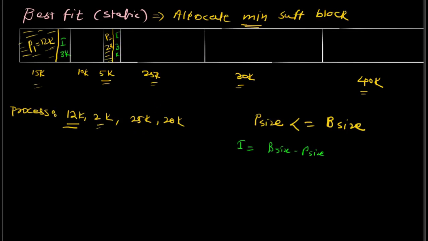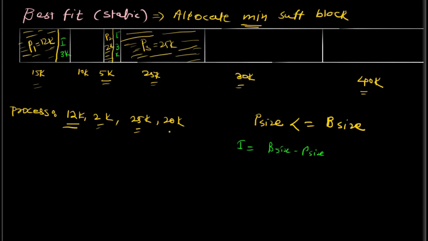Now the next process we have to allocate is process number 3 of size 25k. Now for 25k, what are the available blocks? Available blocks are 10k, 25k, 30k and 40k. Out of that, sufficient ones are 25, 30 and 40, and out of that the minimum is 25. So we will allocate process P3 of size 25k in block number 4 of size 25k. And here, what will be the internal fragmentation? Block size minus process size. Block size is 25, process size is 25, so internal fragmentation is 0 here.